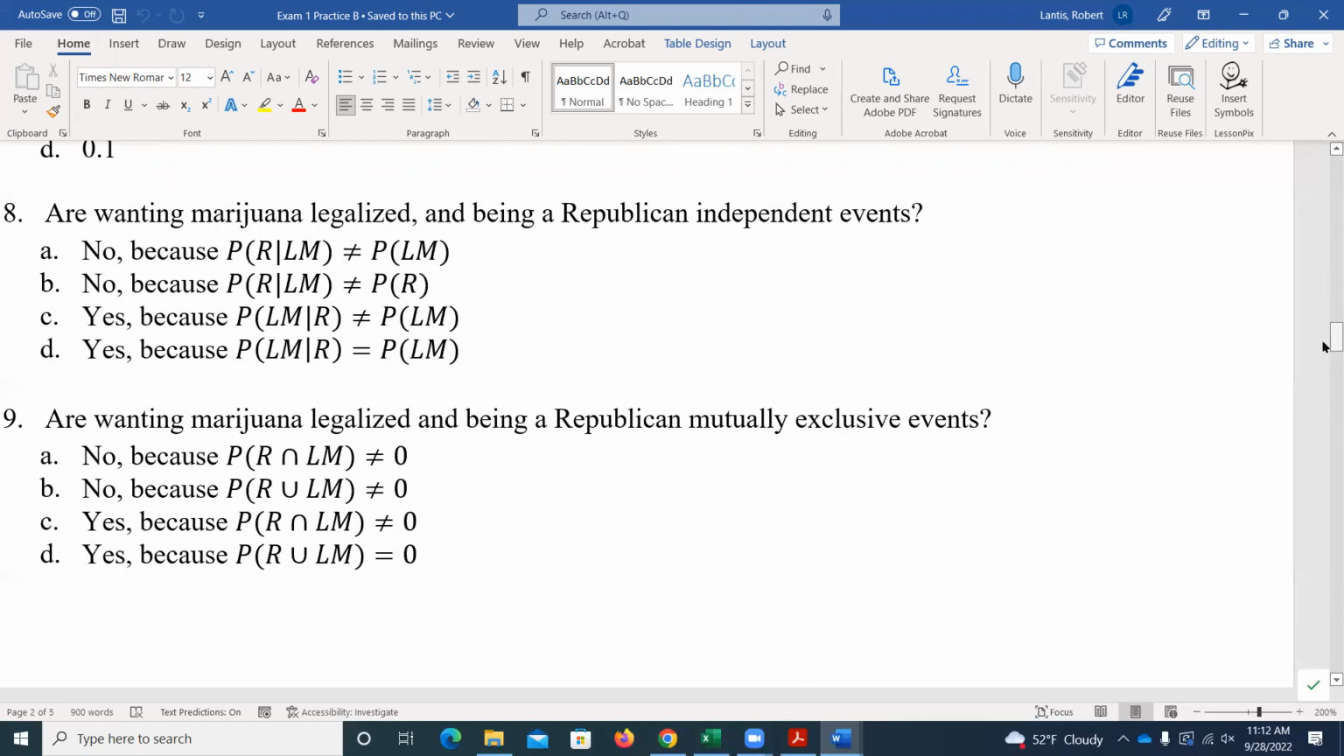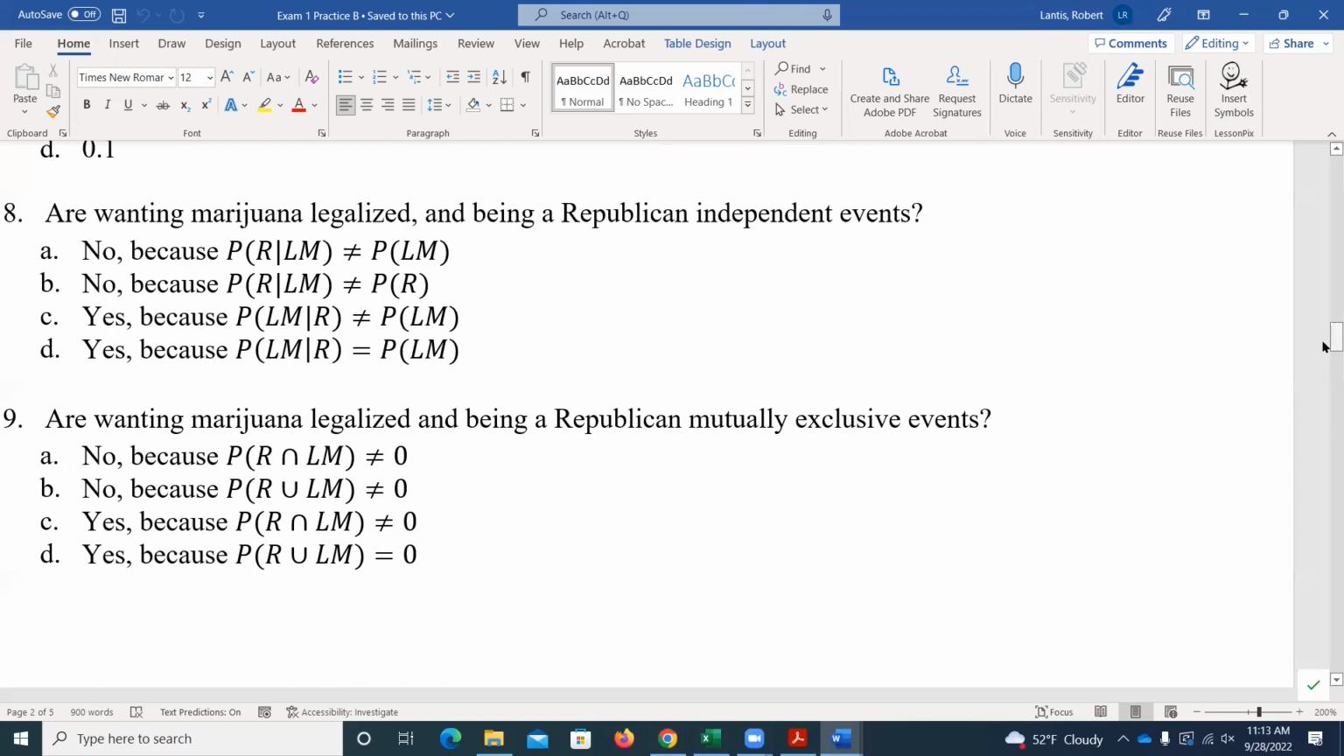They do have some positive intersection. The only way they're mutually exclusive is if that intersection is equal to 0. We look up there, none of the intersections are 0. Looking at the exact events here, wanting marijuana legalized and Republican, that intersection is not 0. So no, they're not mutually exclusive. Then it's remembering our set notation: the U represents the union, and the upside down U represents the intersection, or the and. So A is your answer. The intersection of these two events is not 0, so they can't be mutually exclusive.